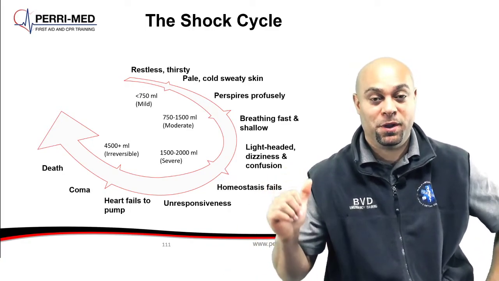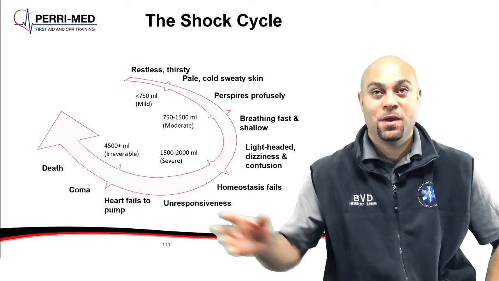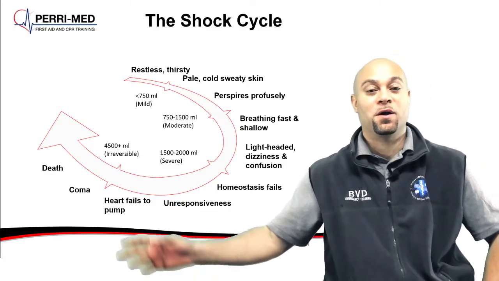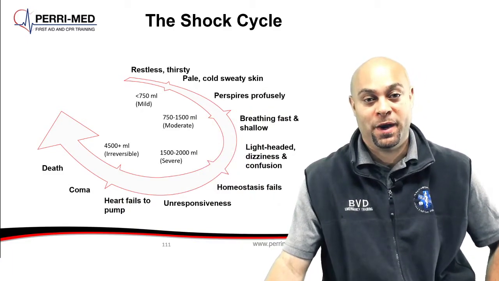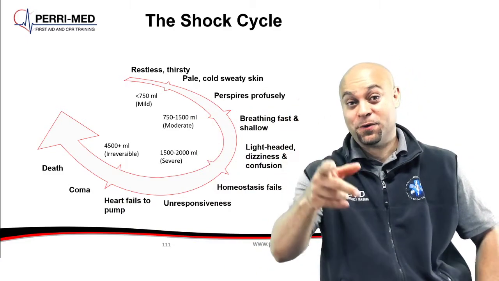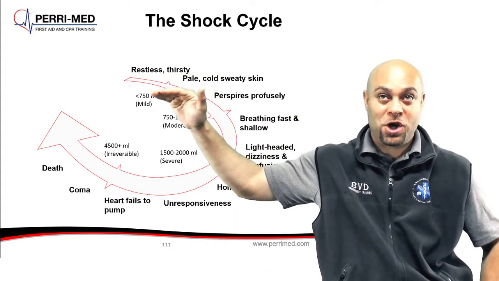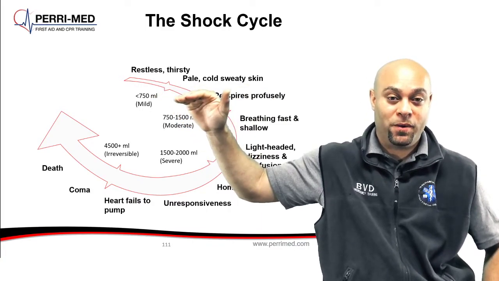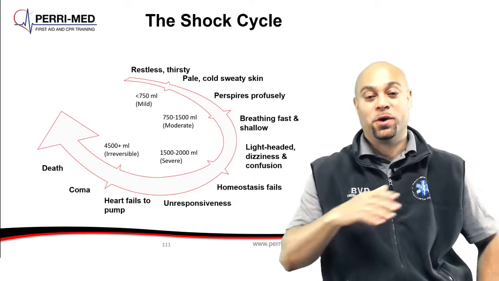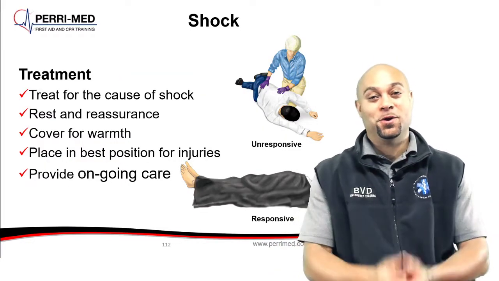Homeostasis is the body's ability to maintain normal reactions, and that fails. They become unresponsive, the heart fails to pump, they go into a coma, and eventually they die. But as a first aider, you can stop this cycle, you can chop it right there and treat for shock right away. That way it won't progress on to the rest of the cycle. All right, so you have the power to do that now.